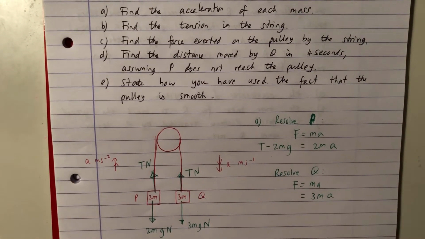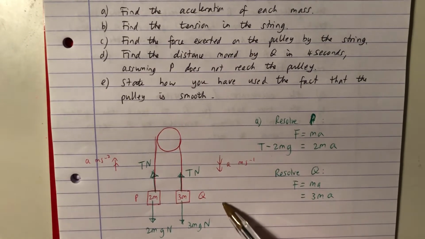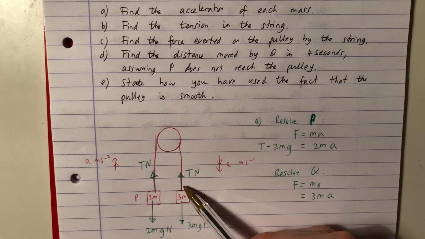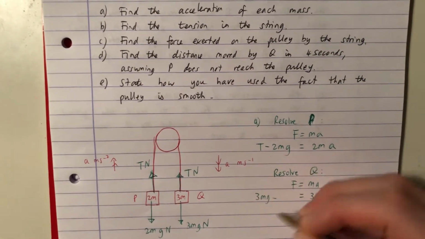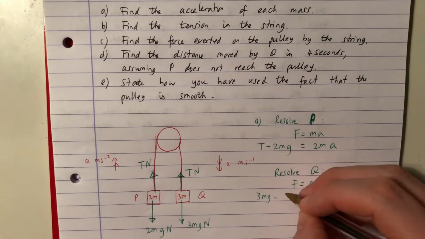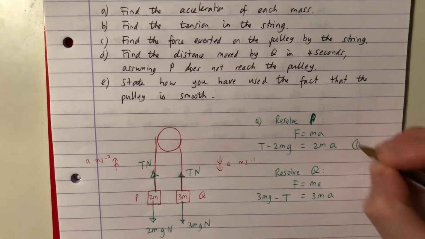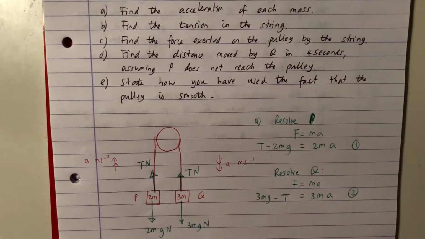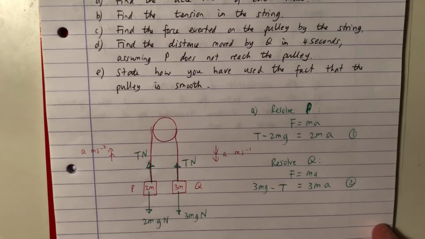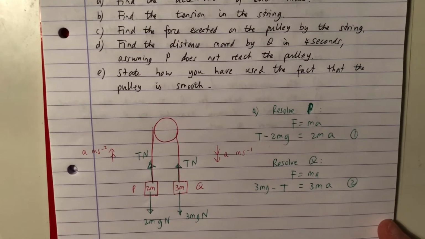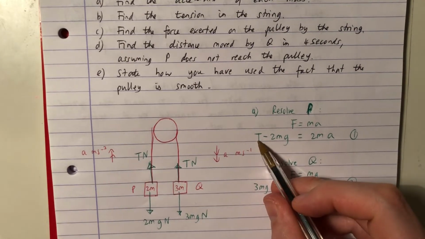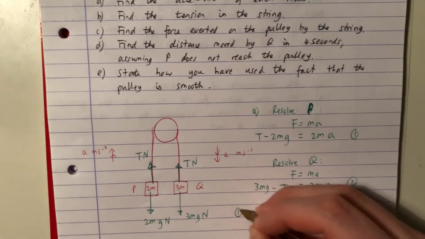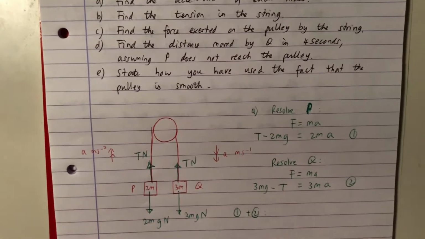Now this is where you could make a mistake. So resultant force, this time Q is going downwards. So going with the motion, 3mg, subtract resisting the motion, T. Equation 1, equation 2. How can you solve these simultaneously? There's lots of unknowns. Well, I think we did this before, but you've got a plus T there and a minus T there, if you add them, see what happens.